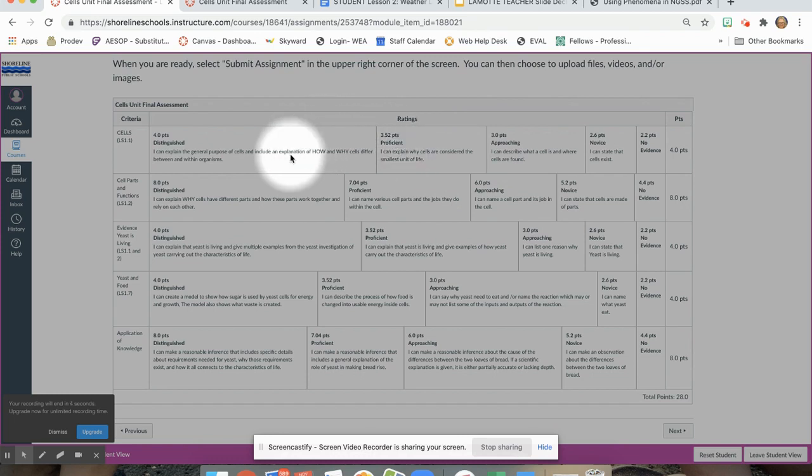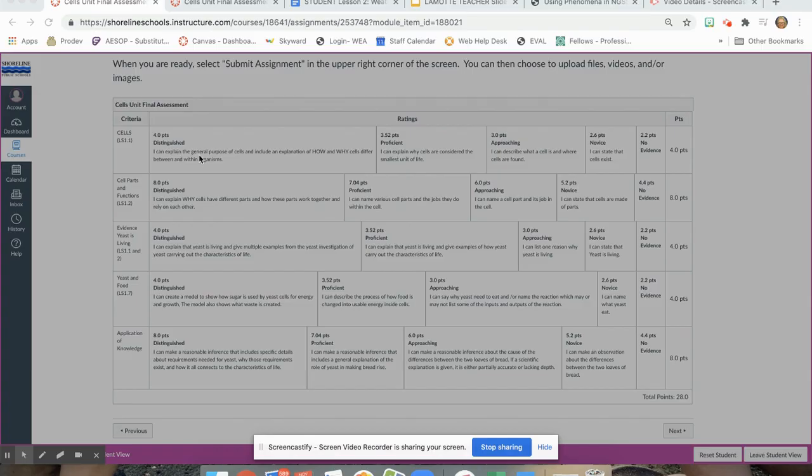And if I can explain the purpose of cells and include an explanation of how and why cells differ between organisms, so, for example, single celled or multiple celled organisms, and then within organisms, so, for example, how humans have different types of cells, then I would get this rating.